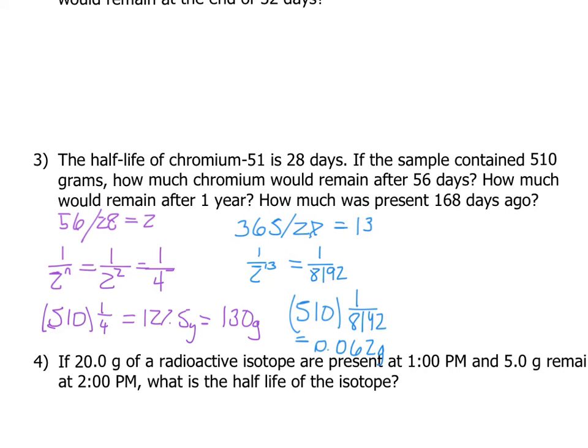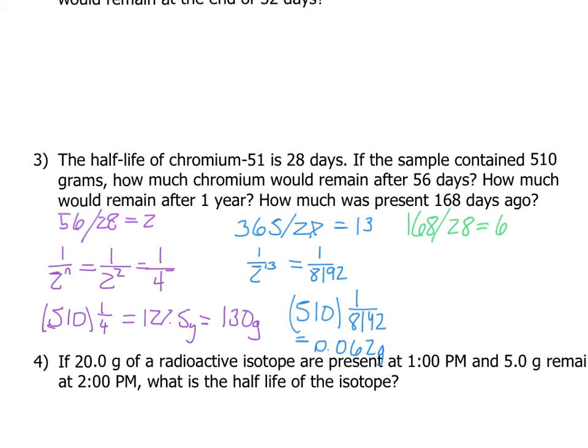The last part of this question is asking how much was present 168 days ago. So we're kind of looking for that initial amount. So we're going to have to work backwards at the end of this. First of all, we still need to figure out how many half-lives it went through from 168 days ago to now. So we're going to take 168 days and divide by 28. So we found that there are 6 half-lives that have happened from 168 days ago to now.